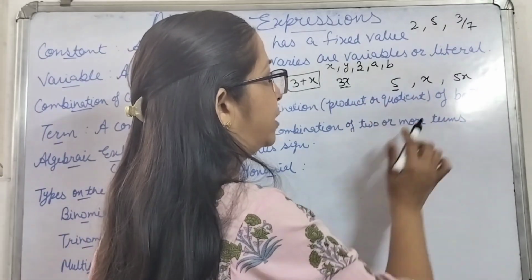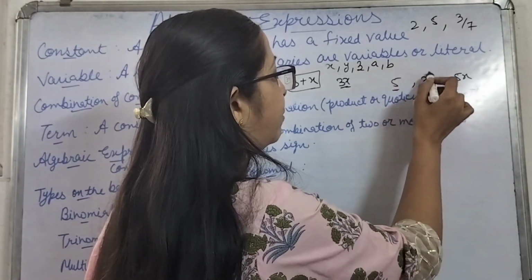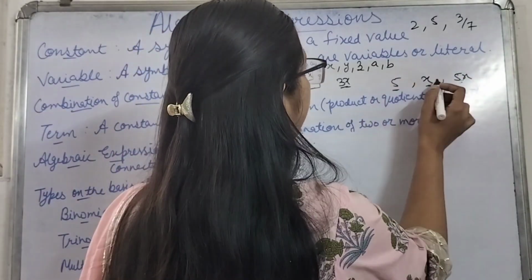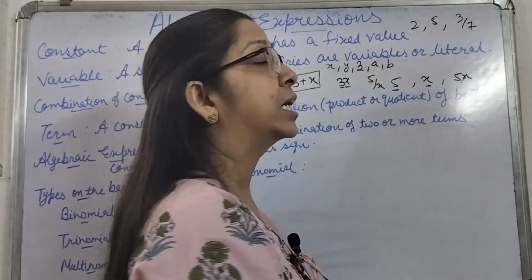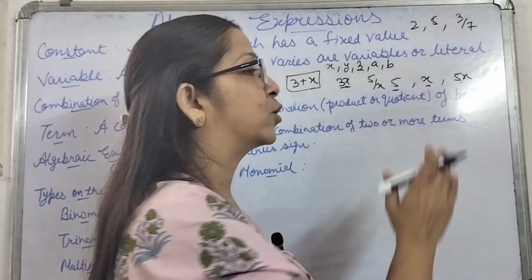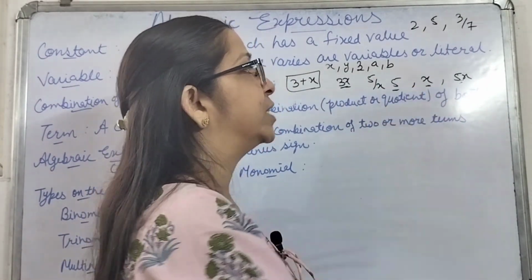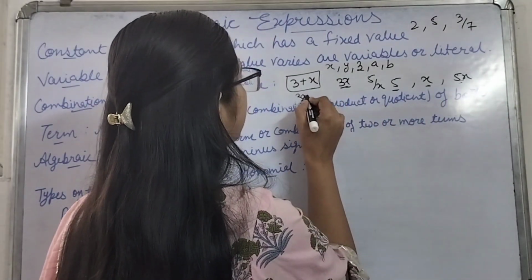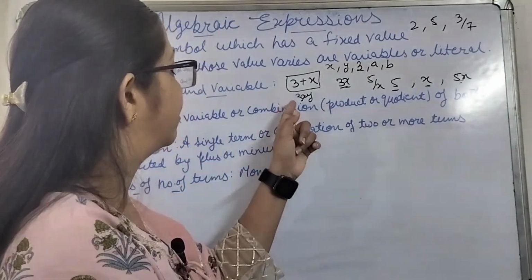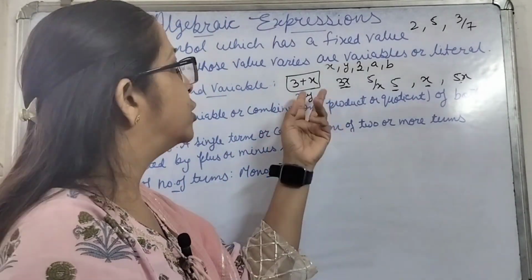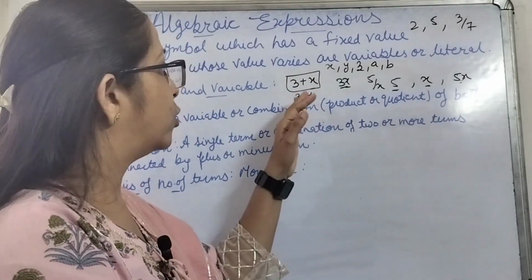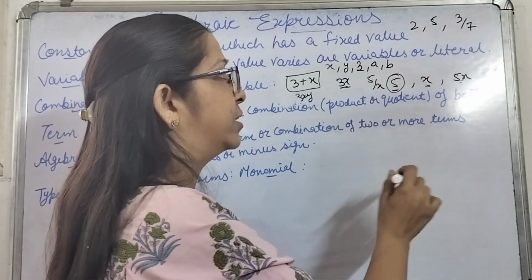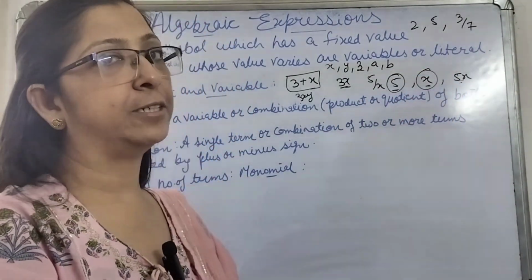Like 5 is a constant, this is your variable. We have combined them using the multiplication sign, so it has become 5x. So 5x is even a term. Similarly, if we divide, 5 upon x is even a term. Similarly, 3xy is even a term, because 3 is multiplied by x is multiplied by y. So whenever we are multiplying or dividing constants and variables, it becomes a term. Individually, a constant is even a term. Individually, a variable is even a term.